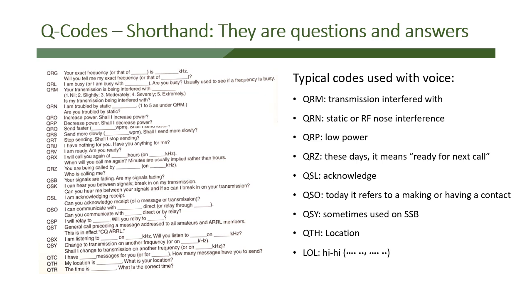We have Q codes, and they're holdovers from Morse code, still used in Morse code. There are lots of Q codes. Really, we only use a handful of them at any given time. The interesting thing about Q codes is they're questions and statements simultaneously. They change with context.